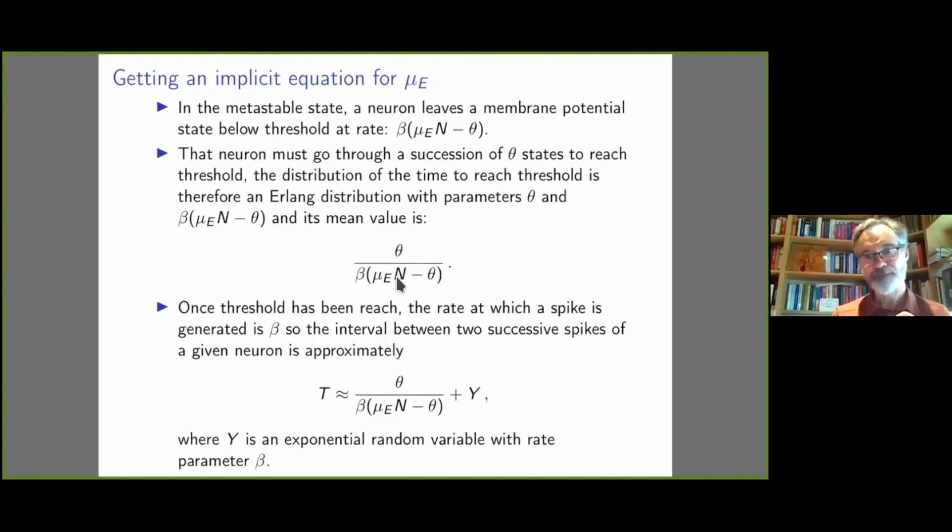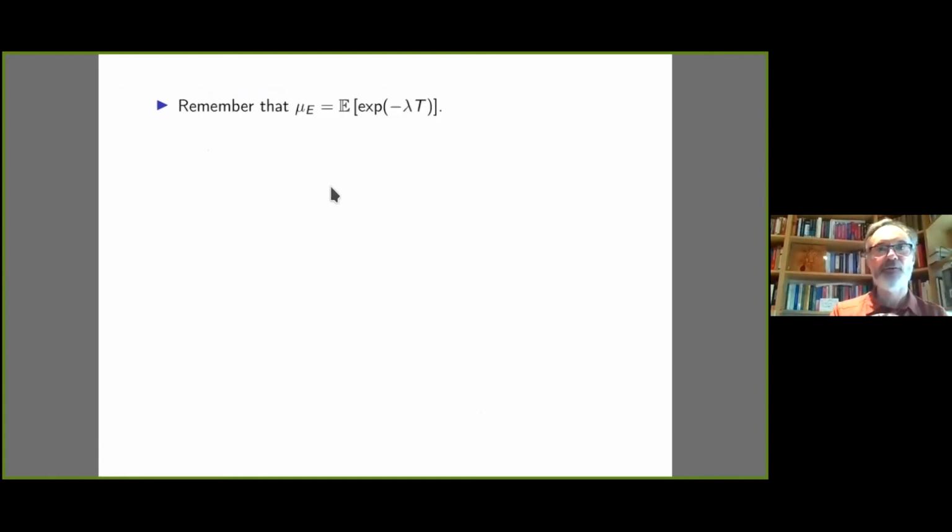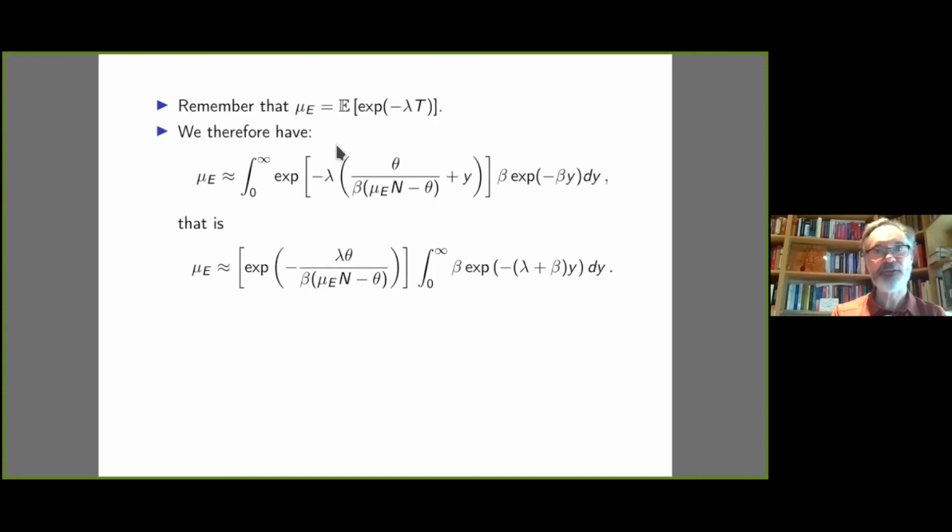Once the threshold is reached, the rate at which the neuron spikes is beta. So the interval between two successive spikes of a neuron is approximately the time it takes to reach threshold, plus an exponential random variable with parameter beta. I'm replacing the Erlang random variable by its mean. We want to get mu e, which is the expected value of that quantity. So mu e approximately equals that quantity, and I obtain this approximate value for mu e.